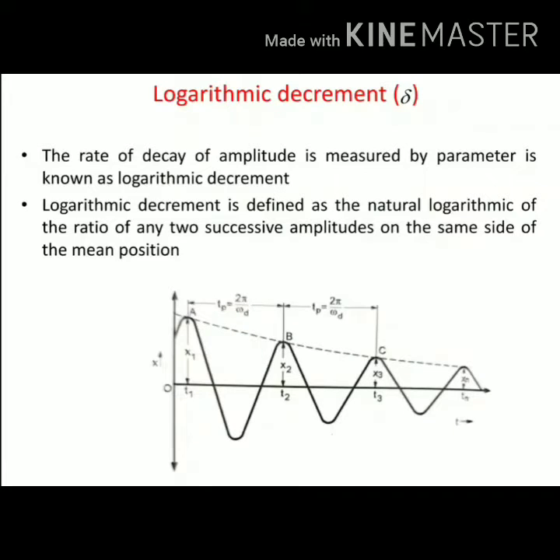So logarithmic decrement you can write mathematically: delta is equal to log to the base e of x1 divided by x2. Here x1 is the initial amplitude and x2 is the next successive amplitude. So it is a ratio of two successive amplitudes. You can write time period Tp is equal to t2 minus t1. So time period is equal to 2 pi by omega d, where omega d is equal to under root of 1 minus zeta square into omega n.